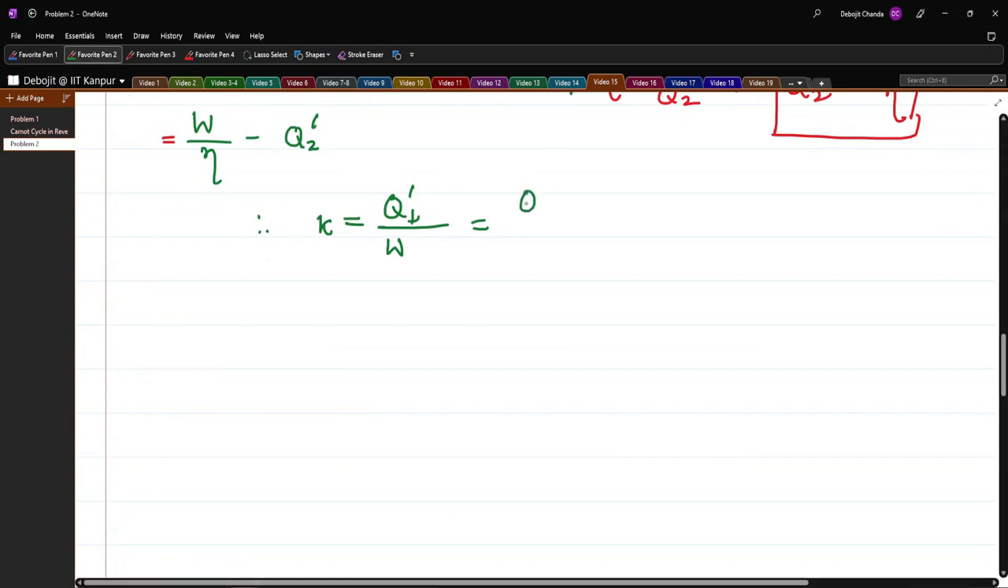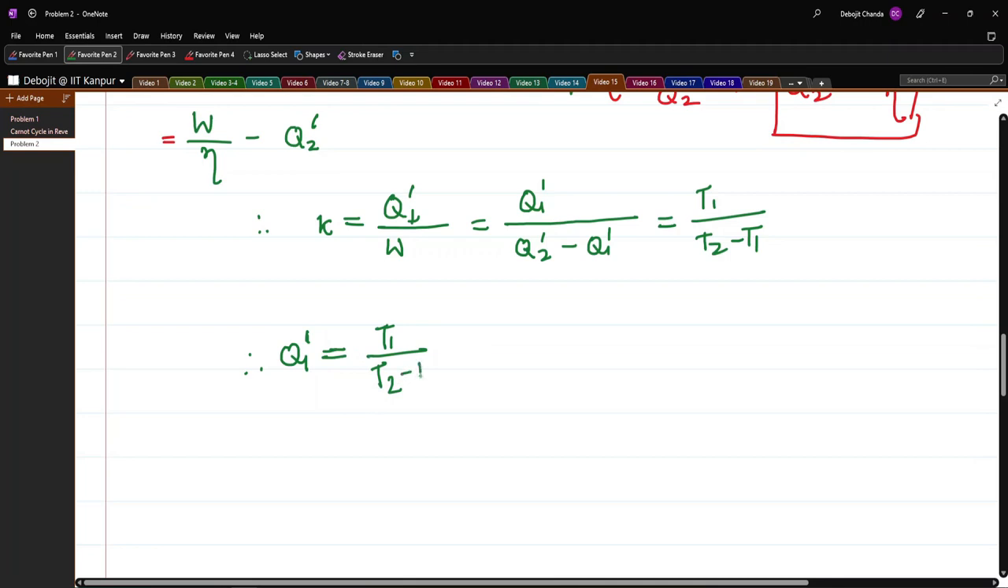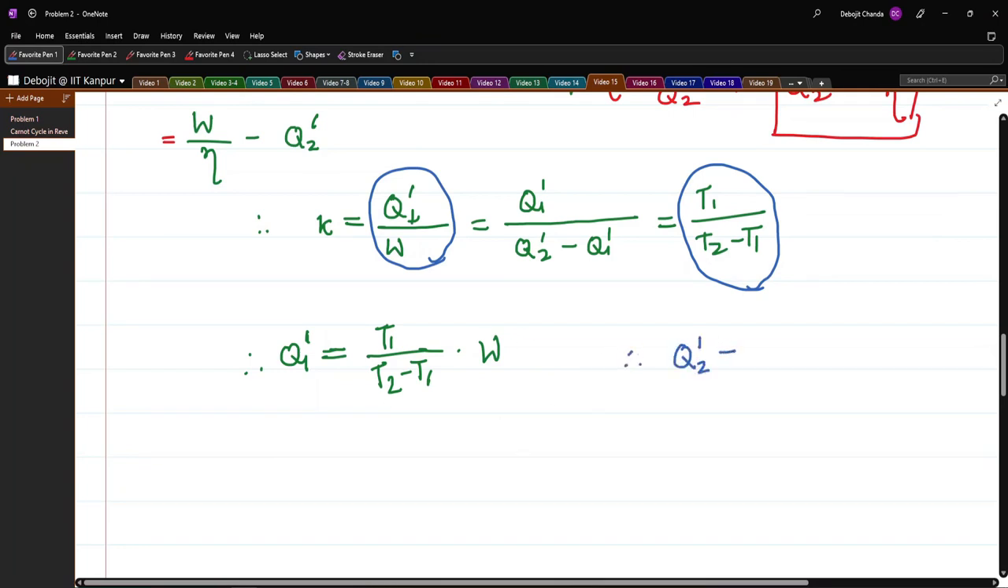Now we can write this as Q1 dash by Q2 dash minus Q1 dash, which is equivalent to T1 by T2 minus T1. We will have Q1 dash as T1 times one by T2 minus T1 times W. So we are basically looking at this part of the equation and this part. So we can multiply the W in the denominator here to this part, and we'll obtain this one. And we also know Q2 dash is equal to W plus Q1 dash.